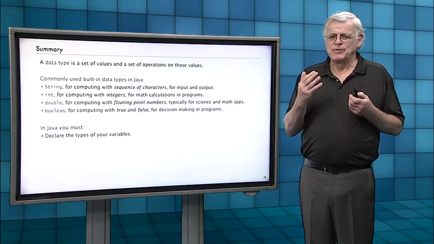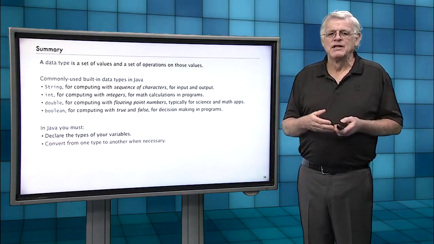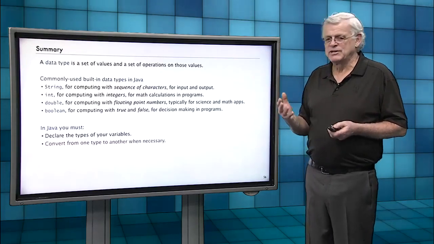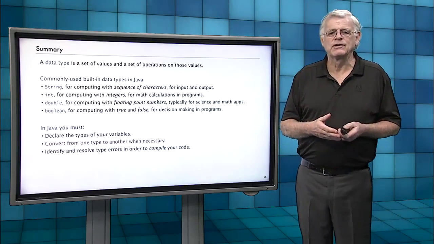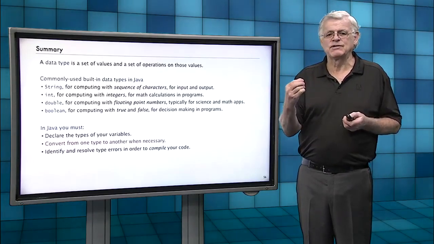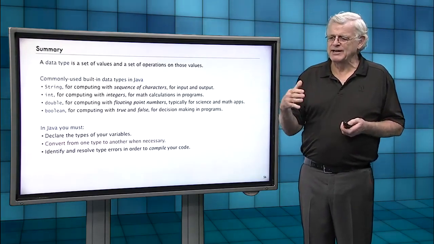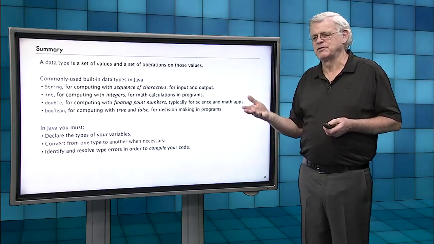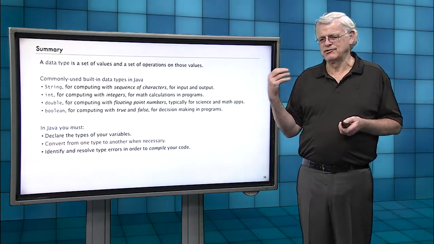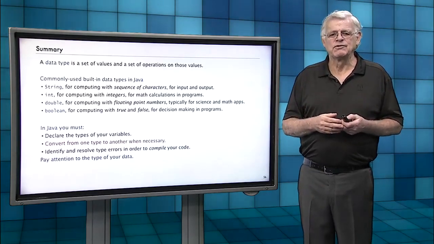So in Java, you must declare the types of your variables. That's not true in all programming languages. You must convert from one type to another when necessary. And you must identify and resolve type errors in order to compile your code. Java compiler will not let you go on if you're doing something like multiplying a string by an integer. You have to pay attention to the type of your data.